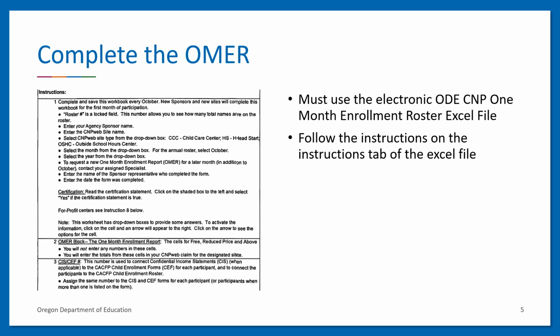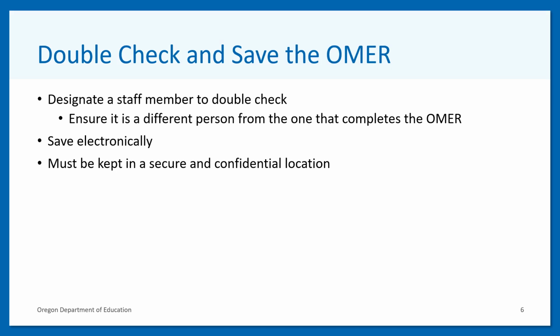completing the OMER. The next step after all of the fields in the OMER are complete is to double-check the OMER for accuracy. ODE-CMP recommends having a designated staff member who is trained on the OMER conduct a double check of the OMER prior to reporting the numbers in the reimbursement claim.